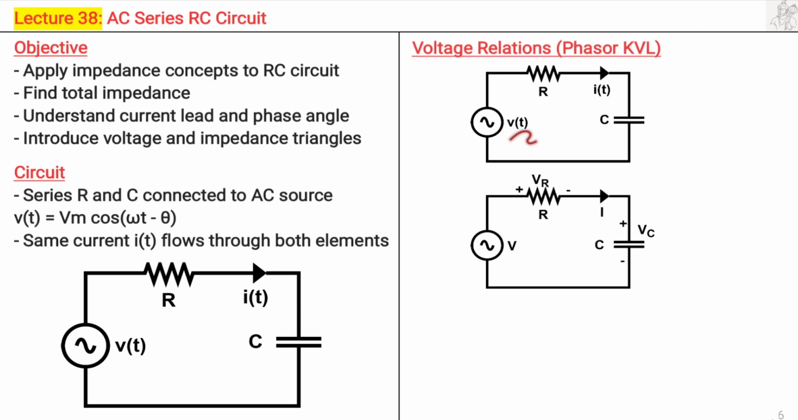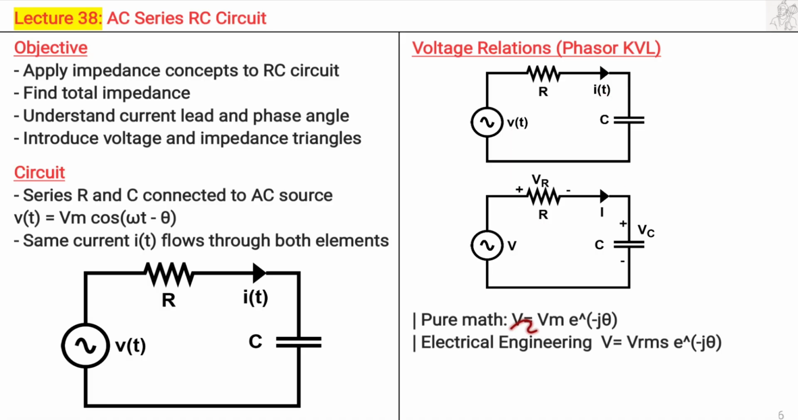In order to apply KVL, we first have to convert instantaneous values into their equivalent phasors. A phasor value is simply equal to Vm e raised to the power j times the angle, and in electrical engineering terms, Vm, the maximum value, is replaced by Vrms. So the phasor value is simply Vrms e raised to the power minus j theta for this wave. Applying KVL, V becomes equal to VR plus VC.